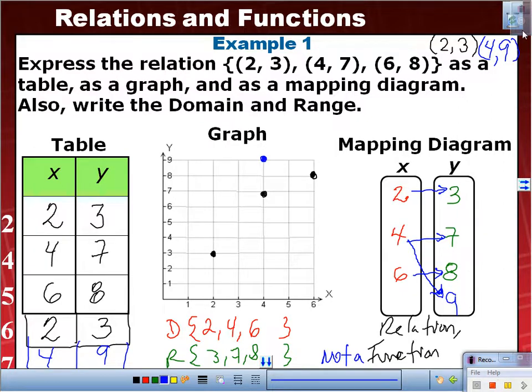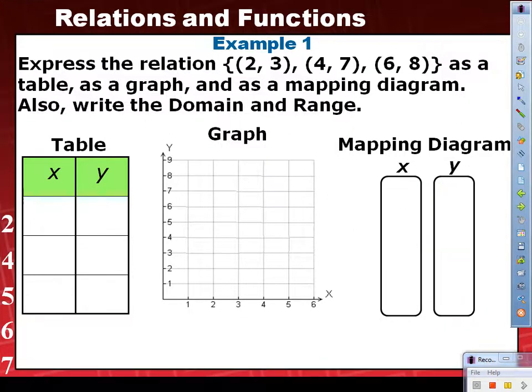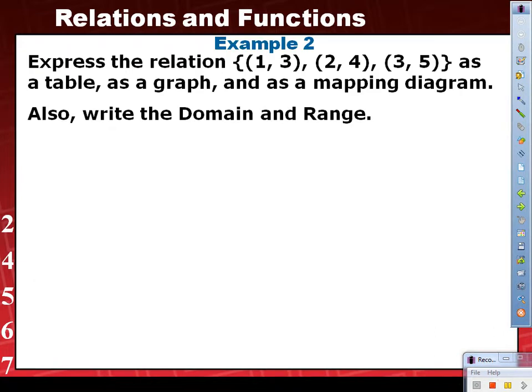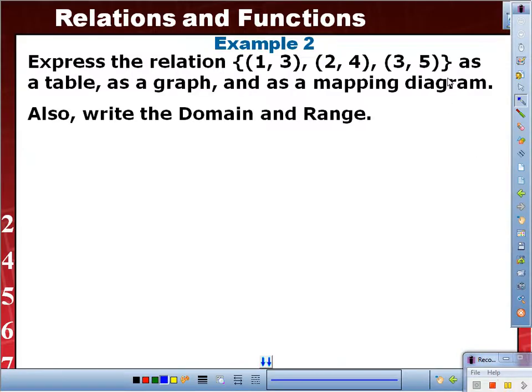I'm going to give you one for you to do by yourself. Here it goes. Number 2, example 2. And I'm going to give you one more point. You don't have to copy all the words. You already have the instructions. Just copy the relation. 1, 3, 2, 4, 3, 5, and 1, 7. All right. Make me a table, graph it, and make a mapping diagram. Copy that and go. Oh, also identify the domain and range. Go.